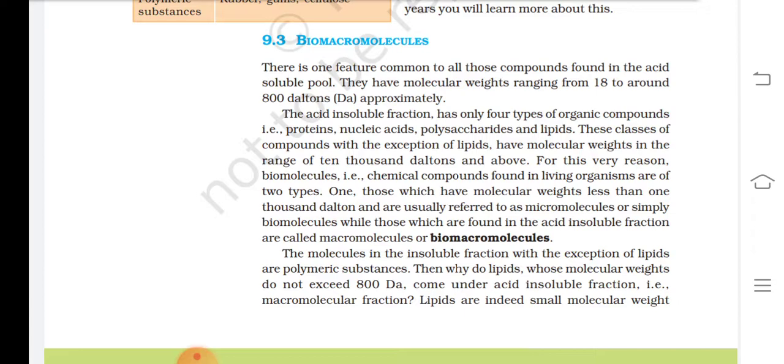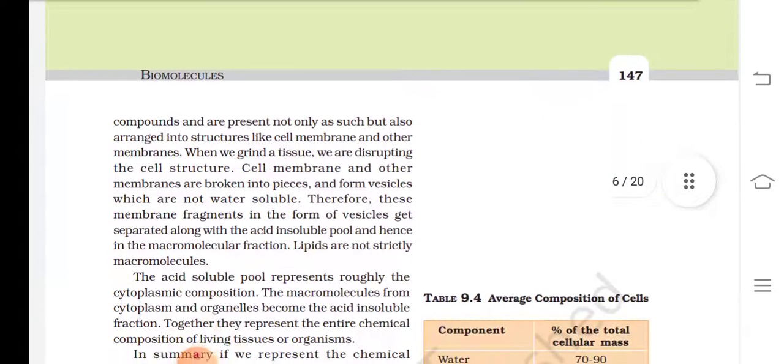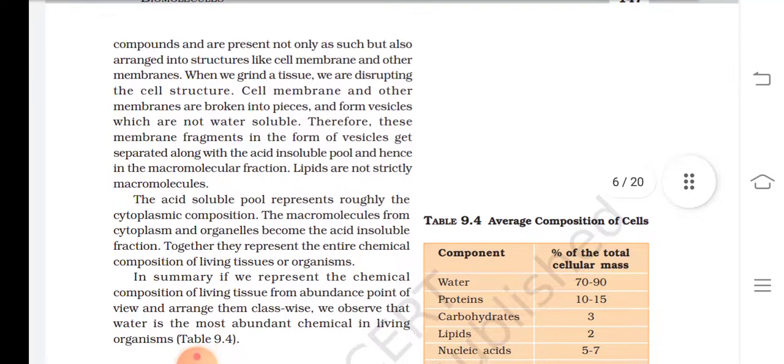The molecules in the insoluble fraction, with the exception of lipids, are polymeric substances. Then why do lipids, whose molecular weight does not exceed 800 daltons, come under the acid insoluble fraction, that is the macromolecular fraction? Lipids are indeed small molecular weight compounds and are present not only as such but also arranged into structures like cell membrane and other membranes. When we grind a tissue, we are disrupting the cell structure. Cell membrane and other membranes are broken into pieces and form vesicles which are not water soluble. Therefore, these membrane fragments in the form of vesicles get separated along with the acid insoluble pulp, and hence in the macromolecular fraction. Lipids are not strictly macromolecules.